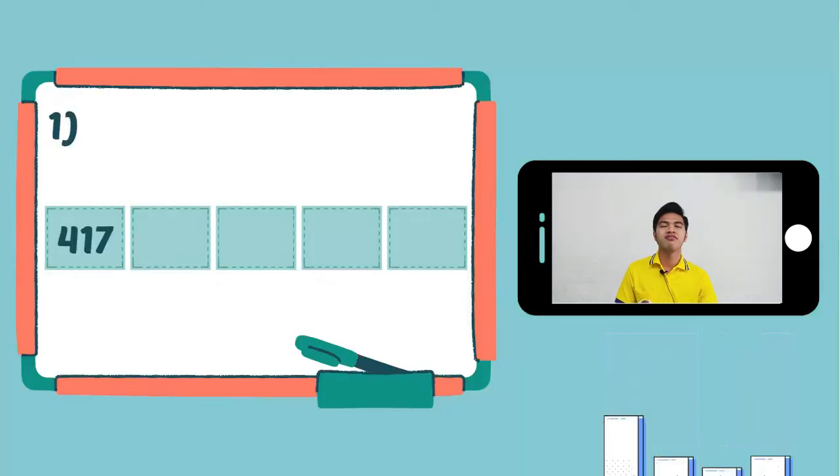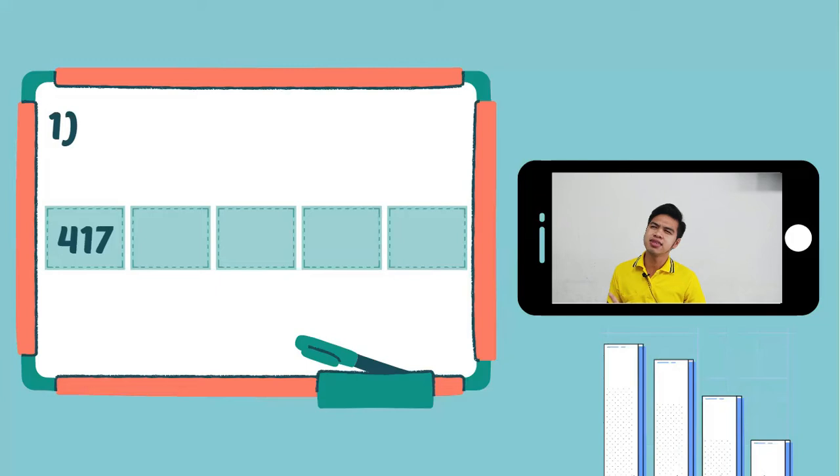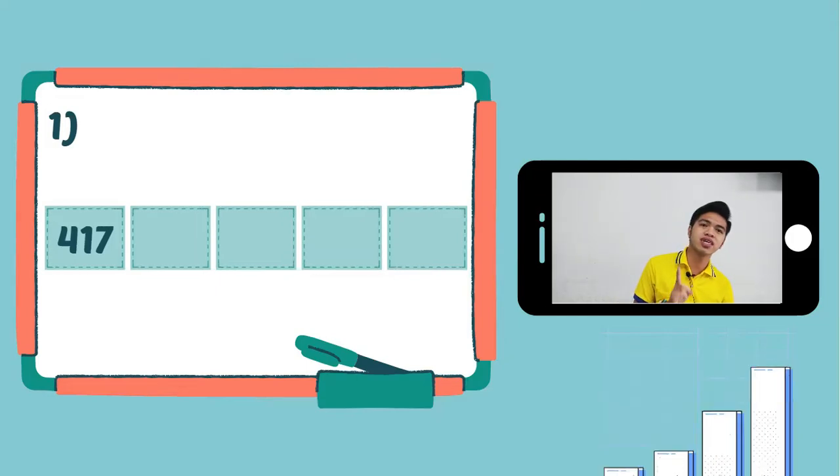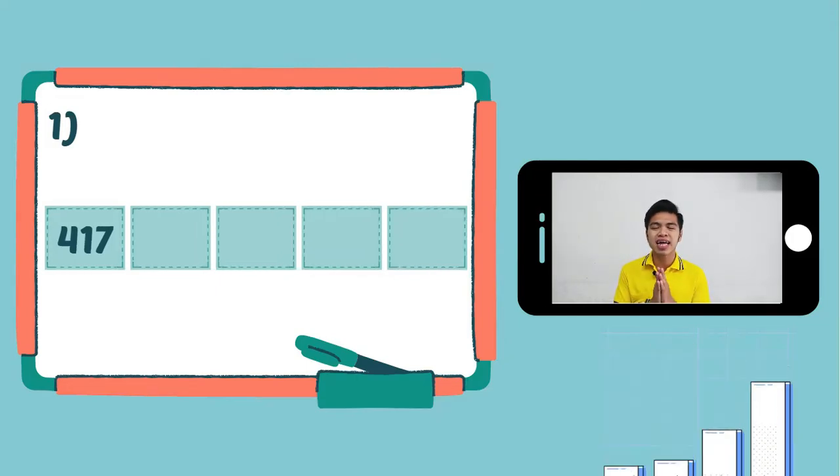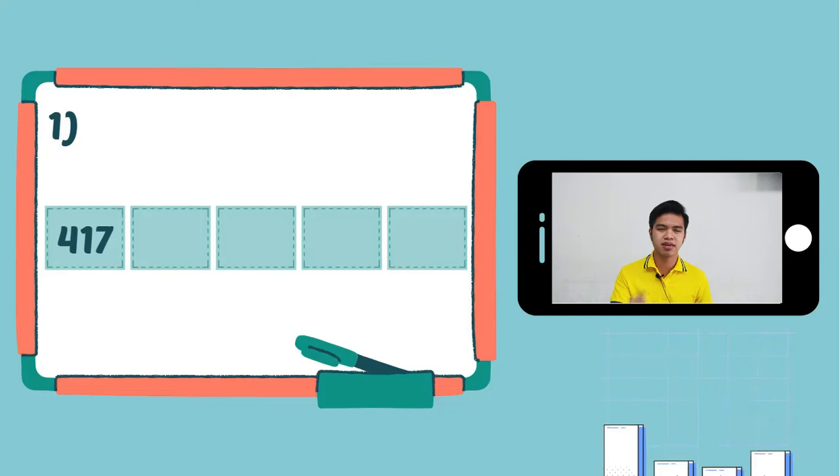Okay, number 1, we have 417. And since the instruction for this one is that we're going to add 100 to it to find out what is the next number, let's add 100 to 417. So what do you think will be the answer?